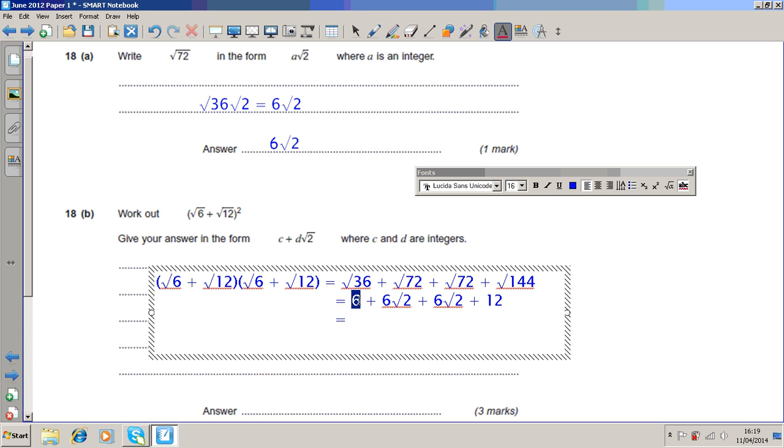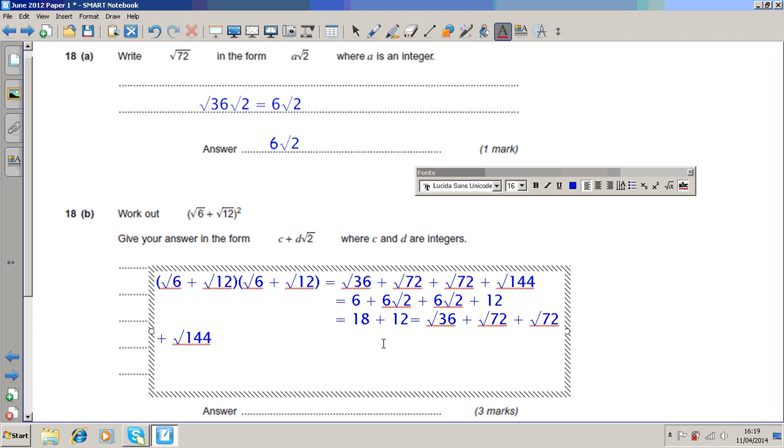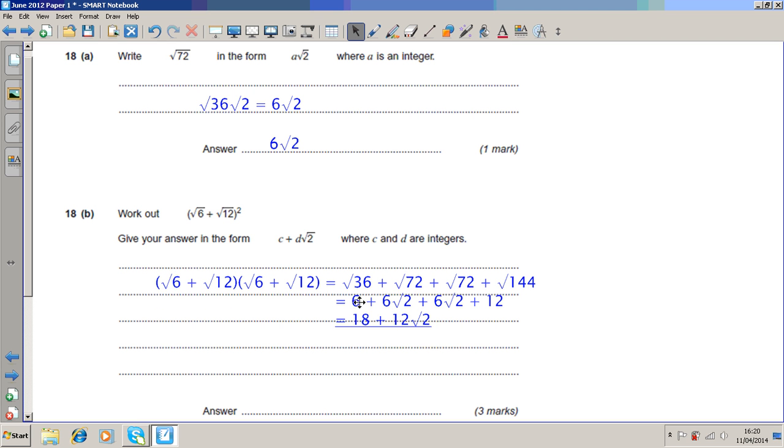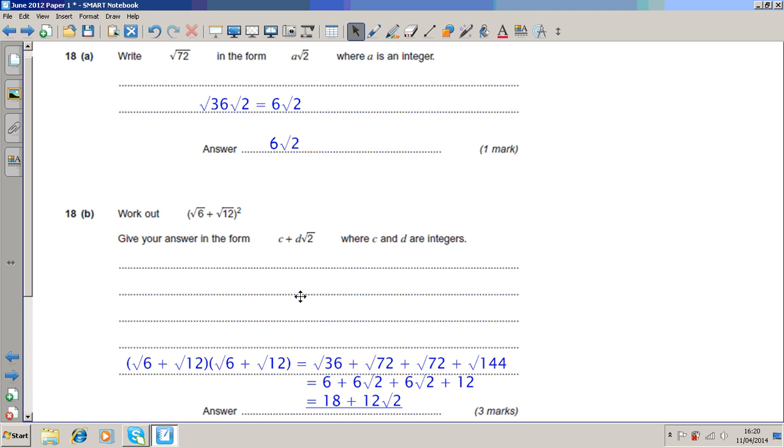Now you put them together, you've got 6, and you add in 12, so that's 18. And you've got 6 root 2, and you add 6 root 2, it's going to give you 12 root 2 altogether. And that's your answer. They've kind of given you a hint that you're on the right lines because it's got a root 2 here, a number plus something root 2, 18 plus 12 root 2. They come up a lot, so practice, get your head around them.